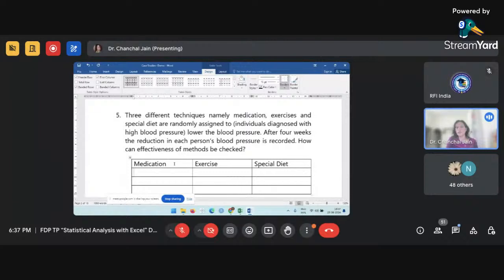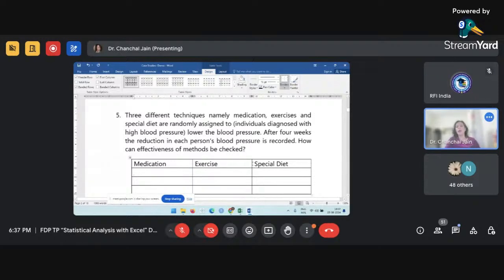I think we all know that in one way ANOVA we are formulating the hypothesis like there is no significant difference, here I can say in the mean blood pressure level on the basis of three techniques, right? But if suppose my null hypothesis is rejected, I'll conclude that there is a significant difference in the mean blood pressure level according to the three different techniques, right?